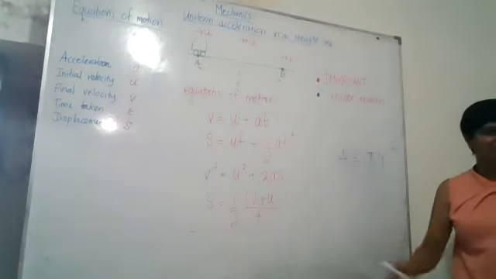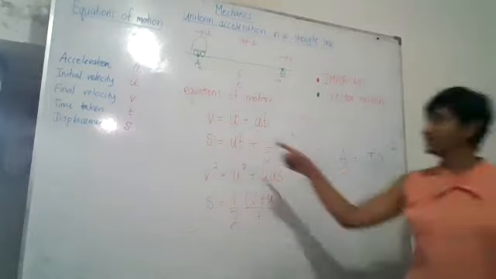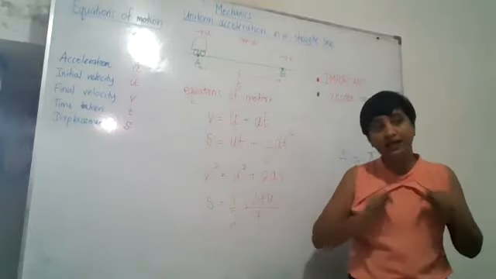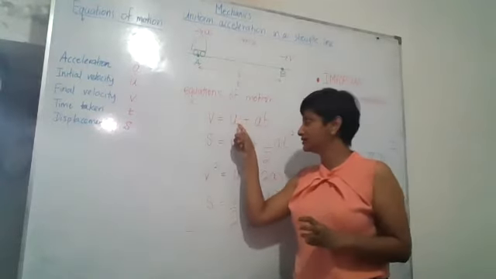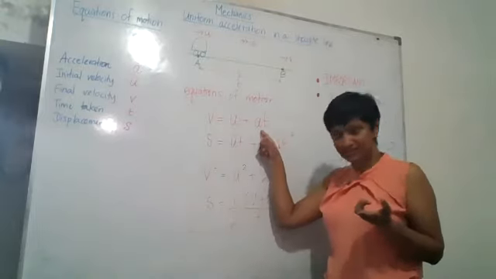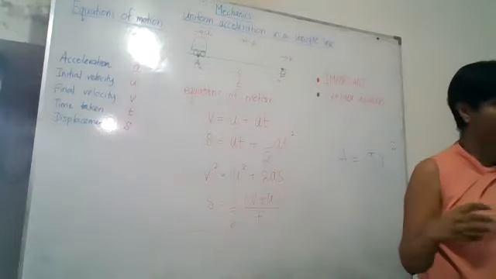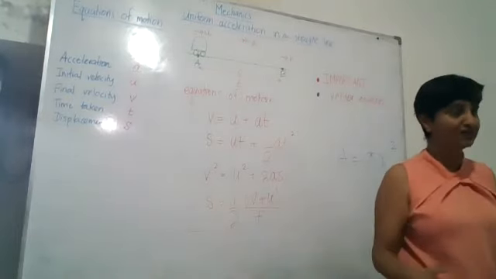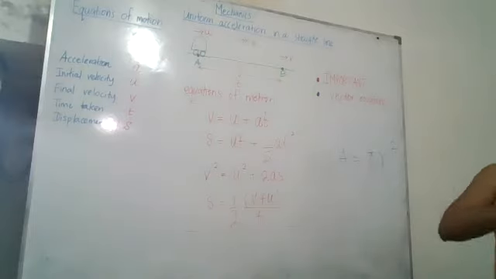Why do we say it's a vector? When you apply this, because these equations contain vector quantities. Velocity is a vector quantity. Acceleration is a vector quantity. If you have at least one vector quantity in an equation, it's a vector equation. And then these equations have to be applied. You have to say in what direction you are applying them.